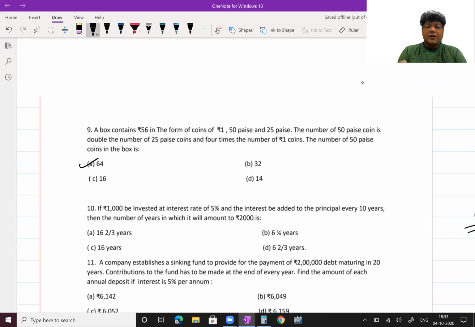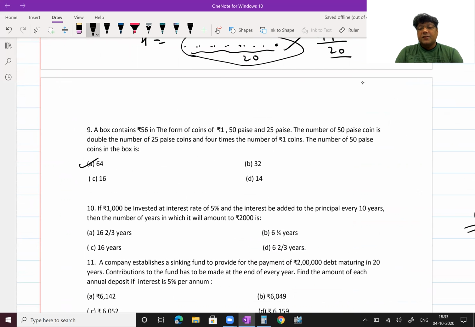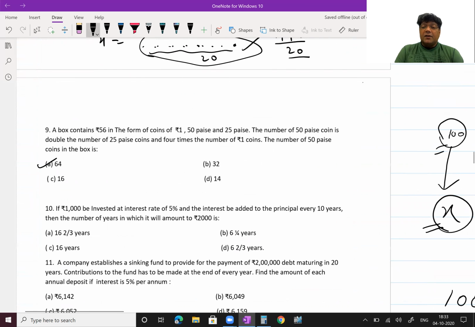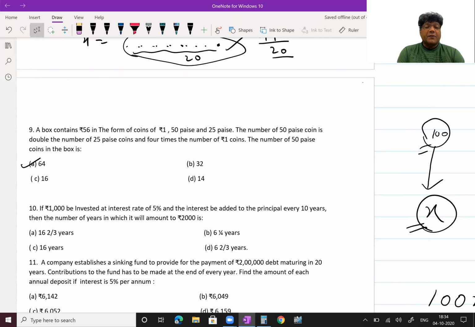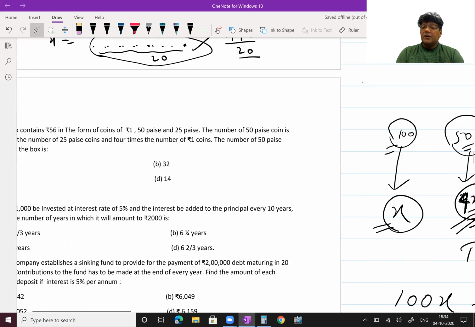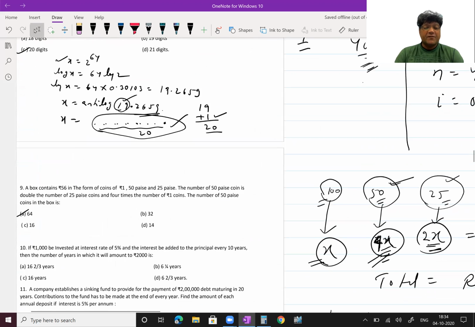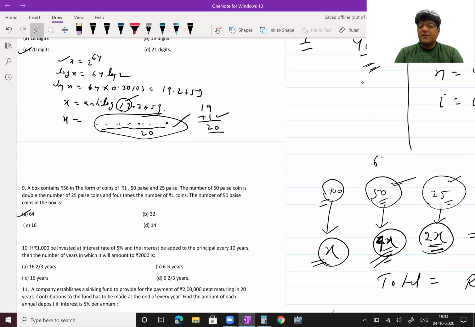But guys, you can do this question by option hitting also. You know why? The question has asked the number of 50 paise coins. So suppose the first option is the answer, that is 64, then obviously the 100 paise coins will have to be 1/4 of this, that is 16. Only then 16 times 4 will be 64.